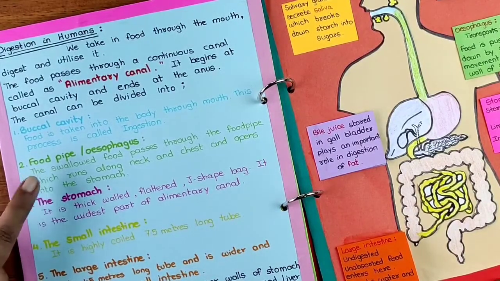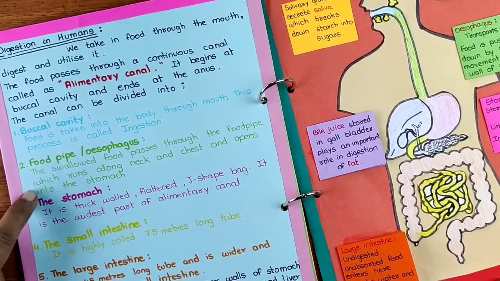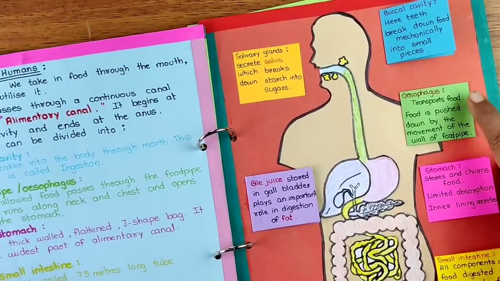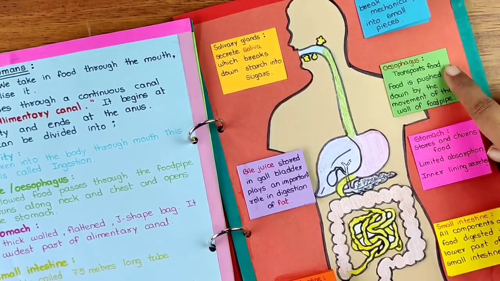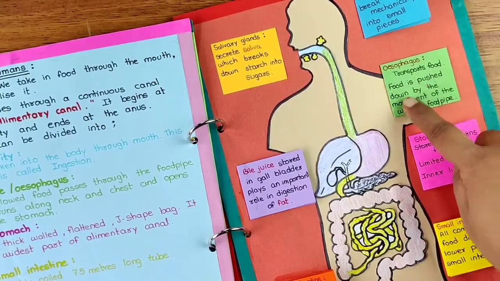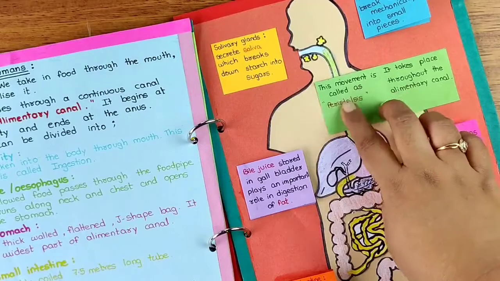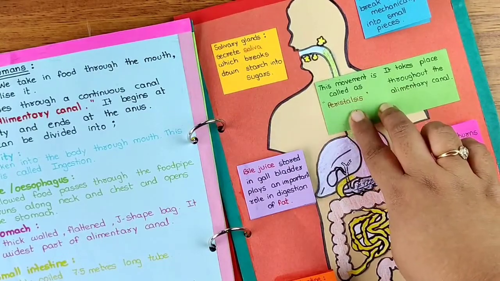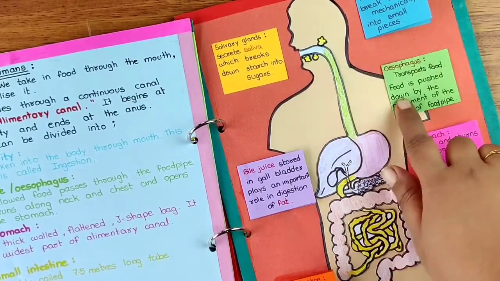The swallowed food passes through the food pipe, which runs along the neck and chest and opens into the stomach. Now over here I have shown in the green color paper. So esophagus transports food. Food is pushed down by the movement of the wall of the food pipe. This movement is called peristalsis. It takes place throughout the alimentary canal.